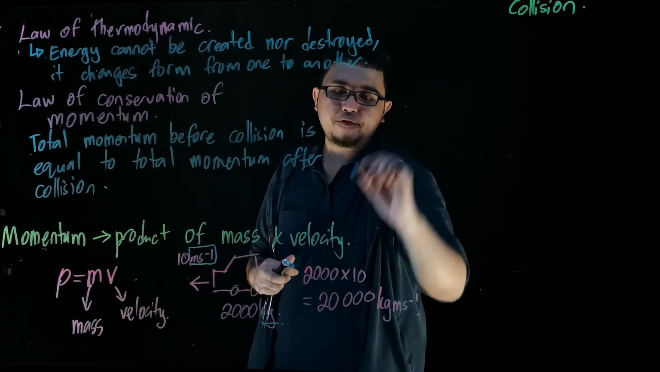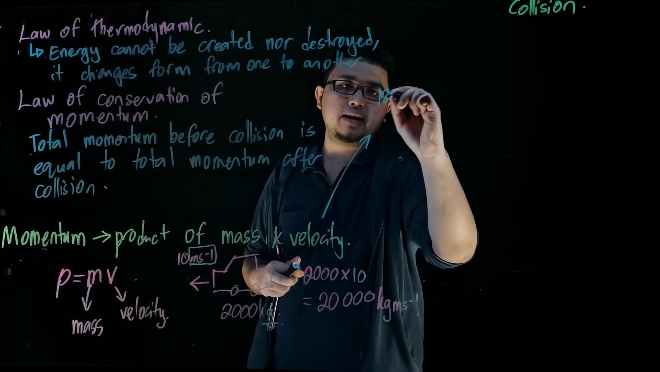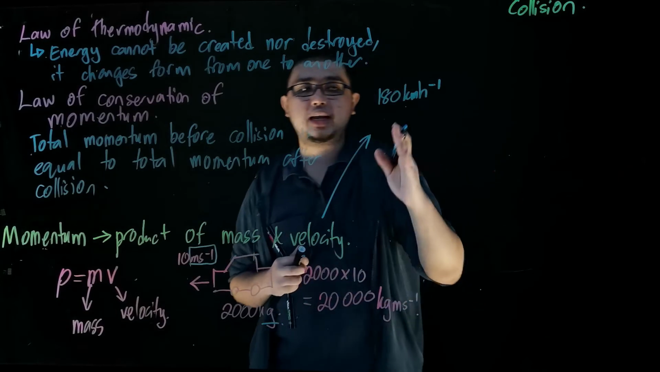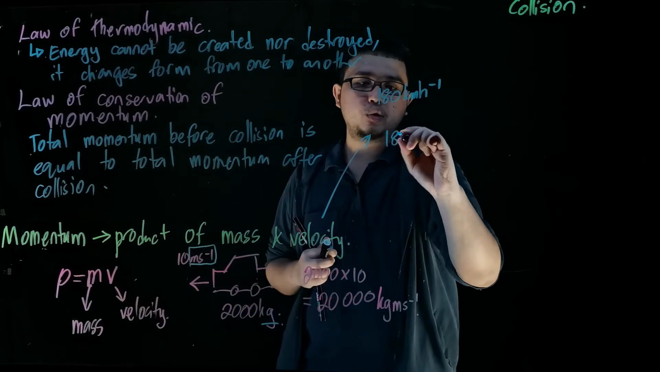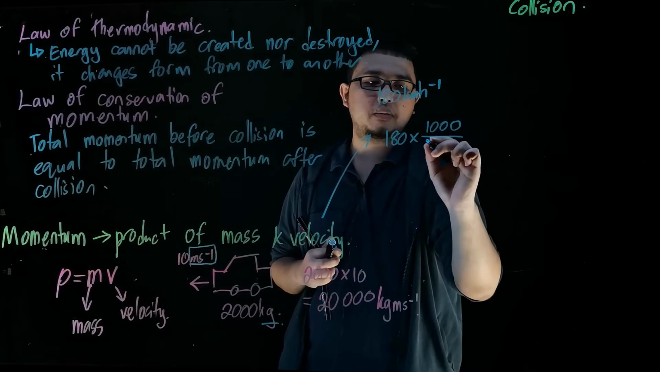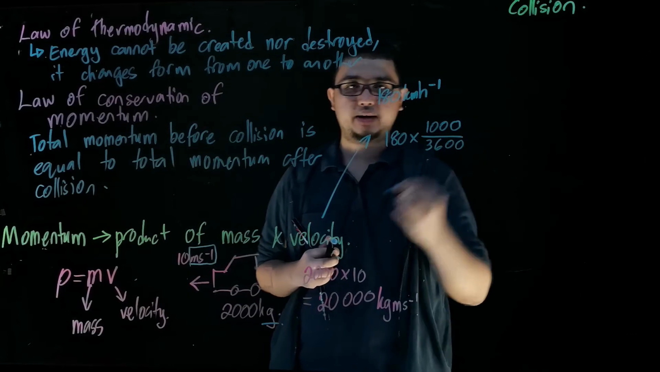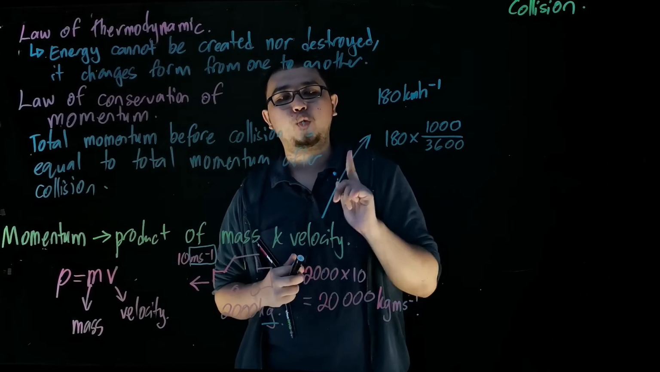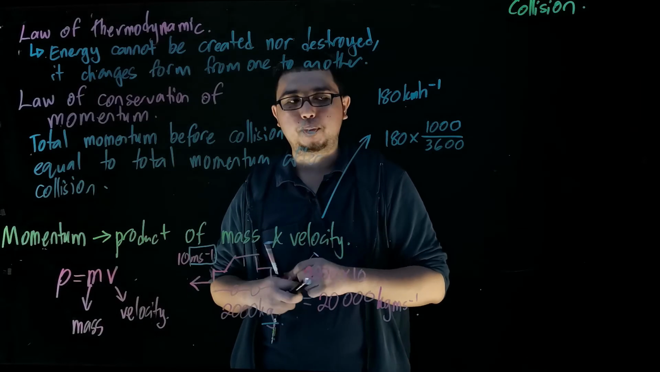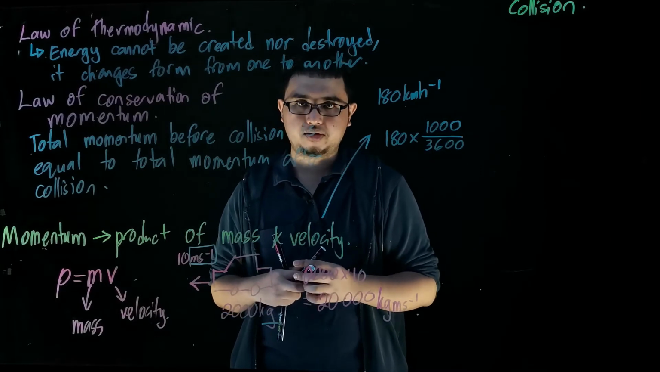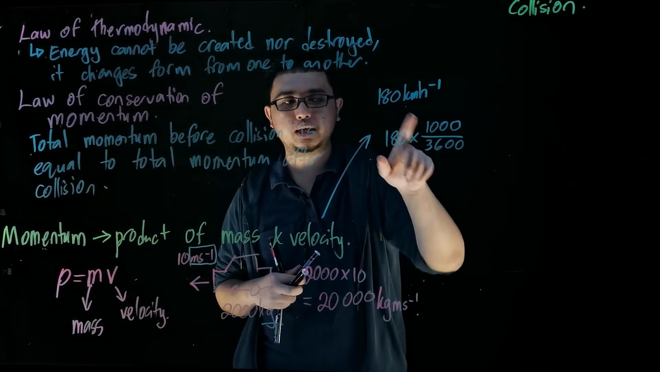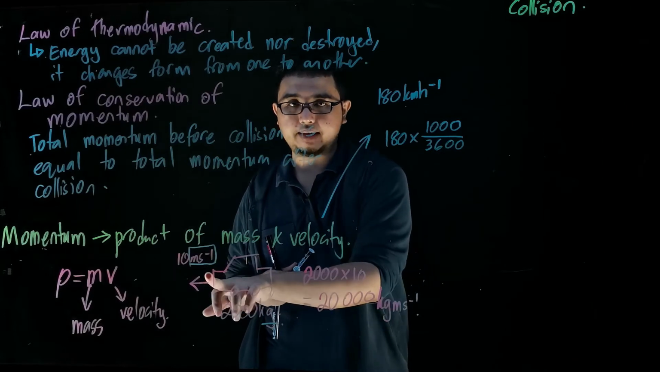For example, if they give you 180 kilometer per hour, what you can do to convert it to meter per second is multiply it by 1000 and divide it by 3600. Why? Because in 1 hour you have 60 minutes, in 1 minute you have 60 seconds. The product of both will give you 3600. This is how you convert your kilometer per hour to meter per second.